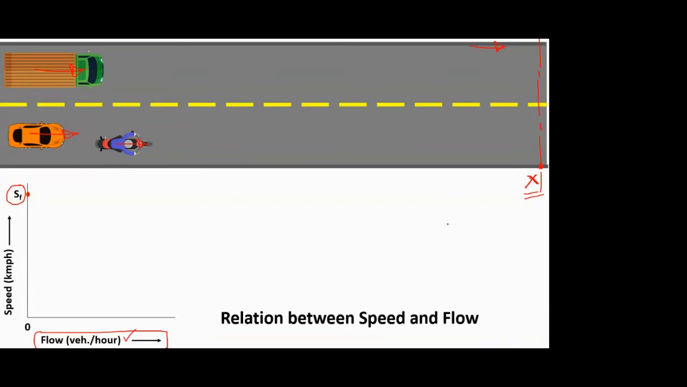All right. So now 3 vehicles have entered the stream. Obviously, as we have seen in the relationship between speed and density, the speed of this stream will decrease a bit.